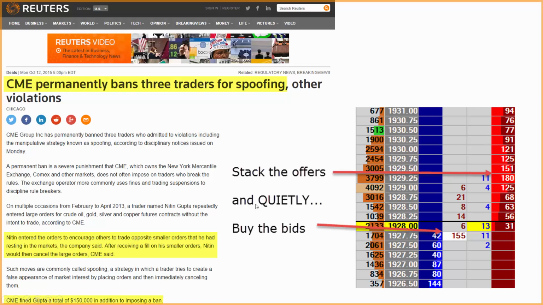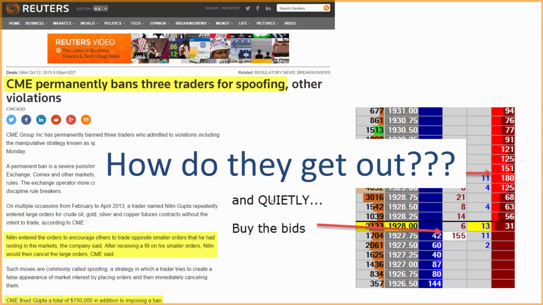And that brings us to an extremely important point when considering the validity of any claim that an algorithm is pushing the market around.